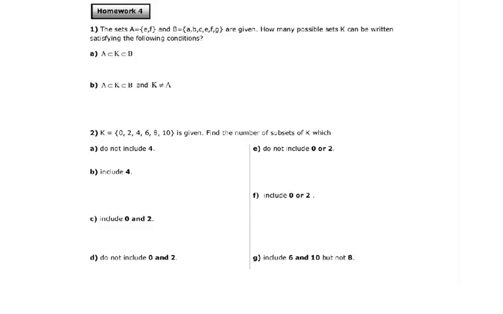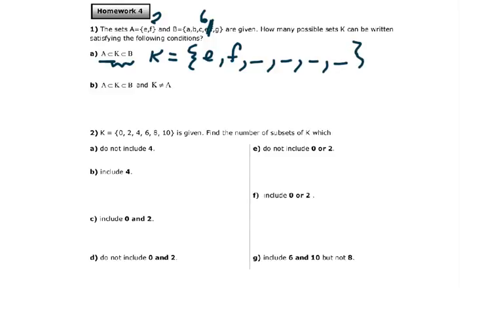Okay, so in homework 4 we've got the sets A, which has 2 elements, E and F, and B, which has 6 elements. We're asked how many possible sets K can be written satisfying these conditions. A is a subset of K, which means that K must also contain A, which is E, F. But K is a subset of B, which means that we could also have elements from B. If we discount E and F, then we've got an additional 4 elements that we could possibly use.